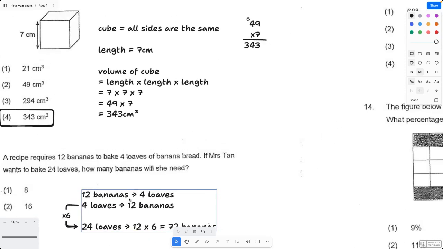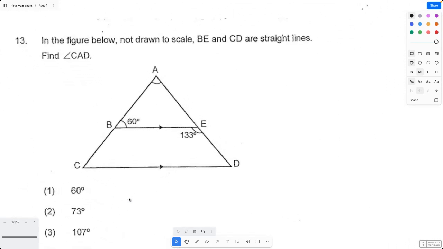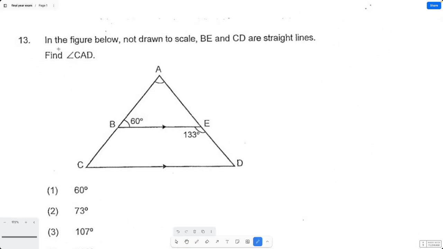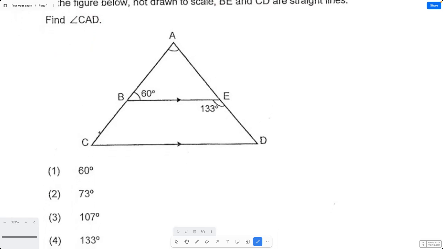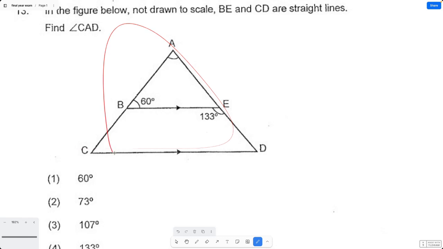All right, let's move on to the next question, question 13. In the figure below, not drawn to scale, BE and CD are straight lines. Find angle CAD. You see over here we have C, A, and D, and we also have this parallelogram, and a big triangle. So how do we get angle A in this case? Since BAE is a triangle and we know one angle, we just need to get the other angle over here.